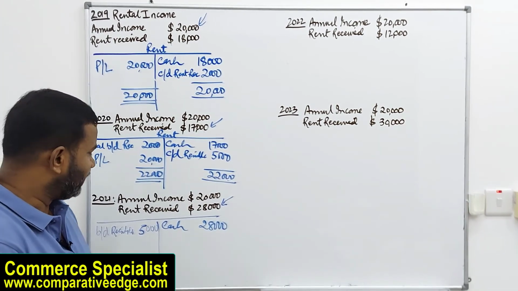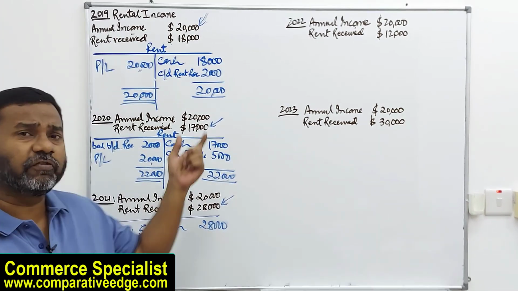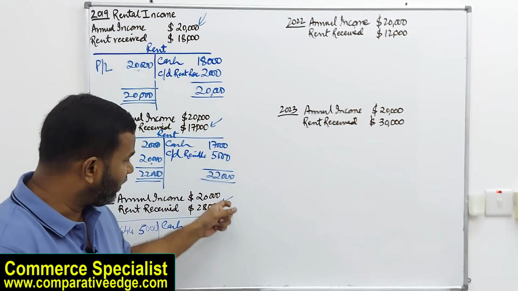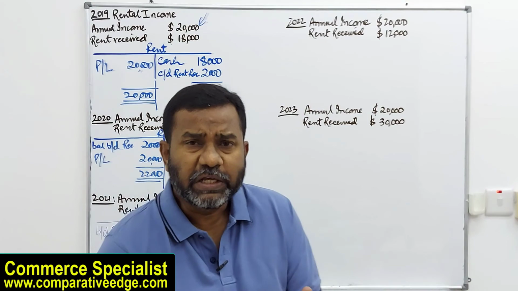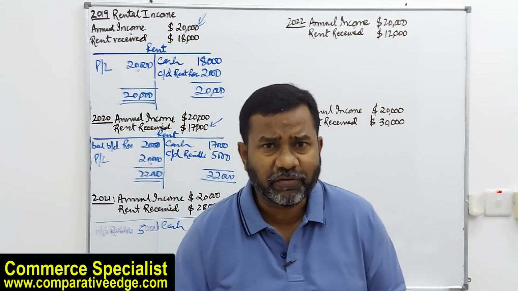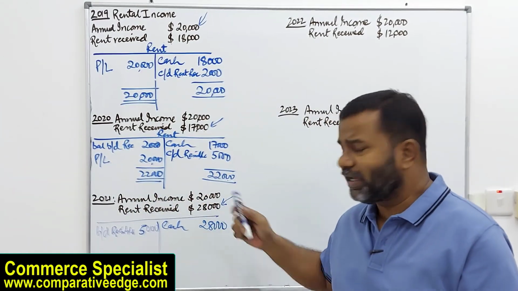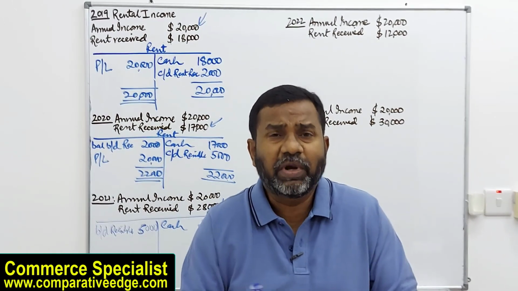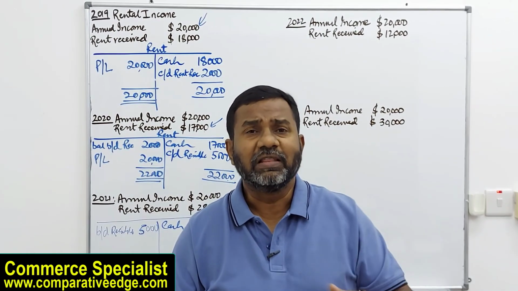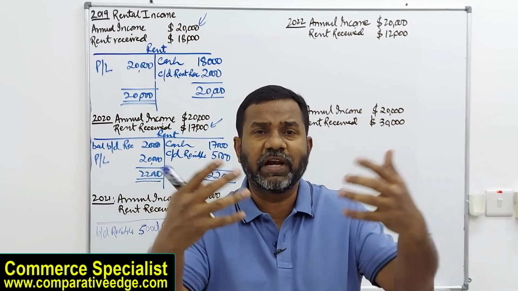Now again, common sense. 5,000 we have to receive from previous year. This year rent is 20. So 20 plus 5 should be 25,000. So we should be ideally receiving 25. But the customers paid us 28. So the rent we should be receiving is 25. But the customer has paid 28. That means 3,000 we have received in advance.